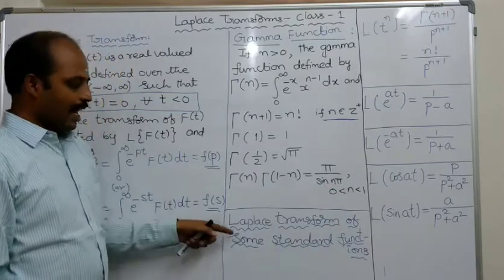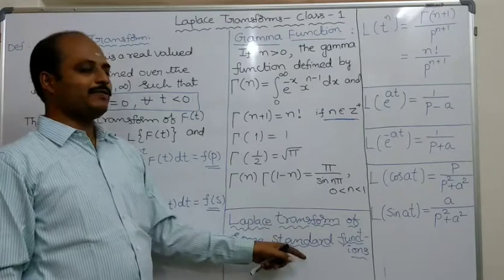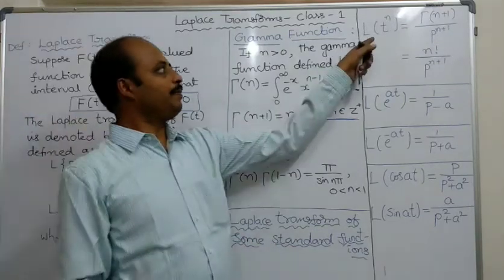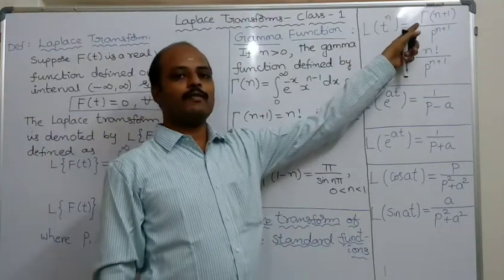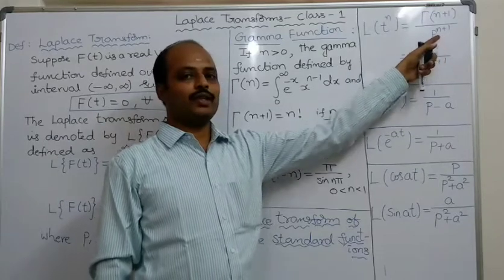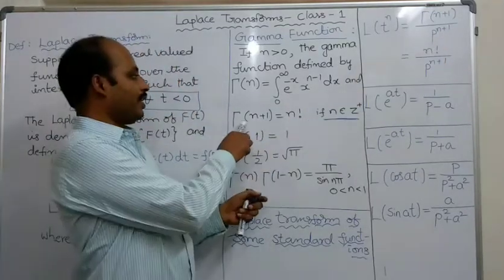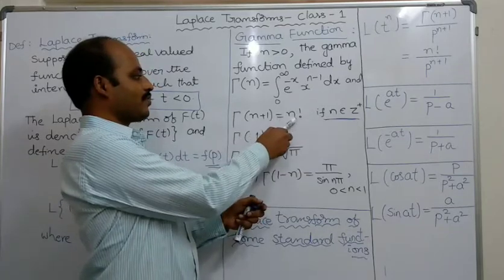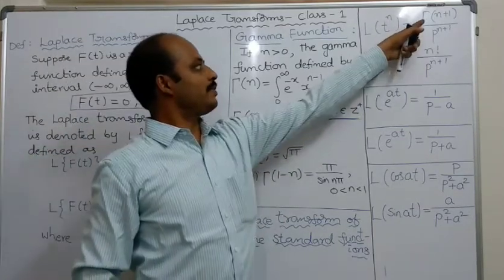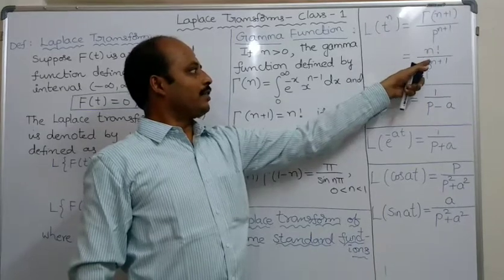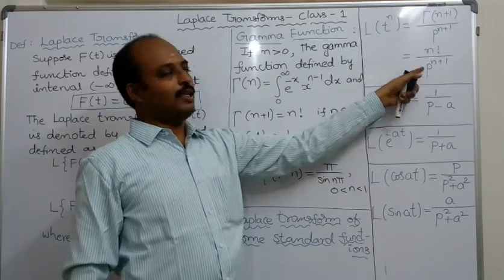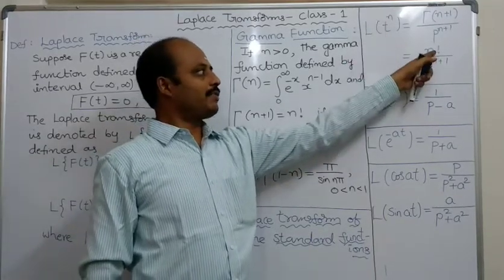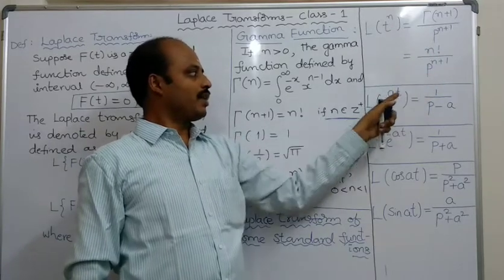Let us see the Laplace transform of some standard functions. L of t power n is equal to gamma of n plus 1 by p power n plus 1. We know that by the property of gamma, if n is a positive integer, gamma of n plus 1 is equal to n factorial. So this term takes the form n factorial by p power n plus 1. It means L of t power n is equal to n factorial by p power n plus 1.